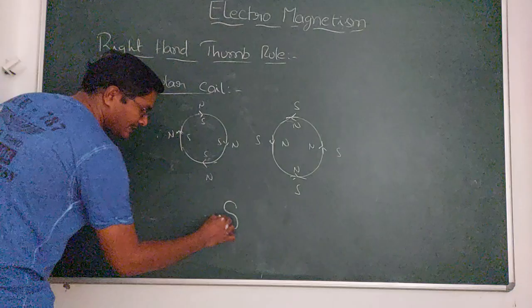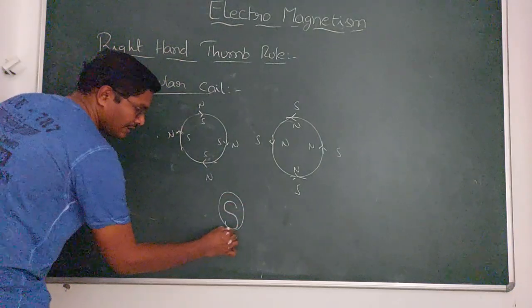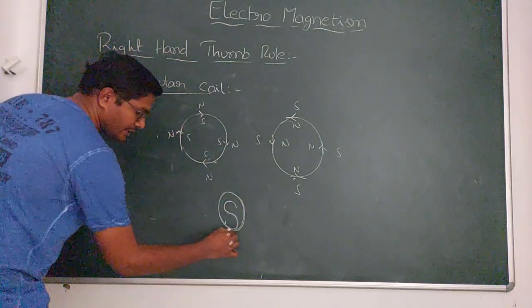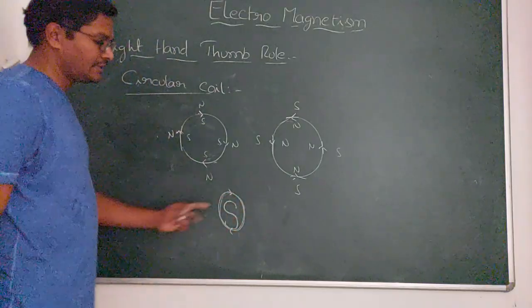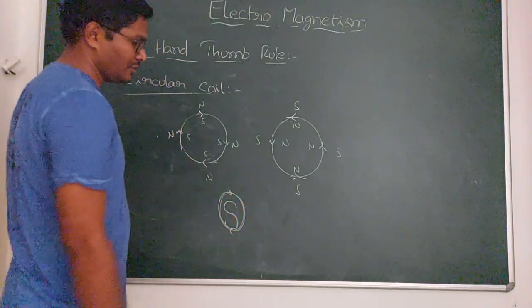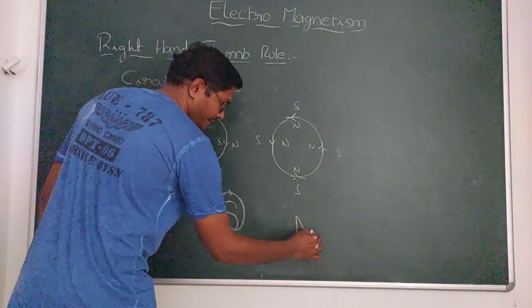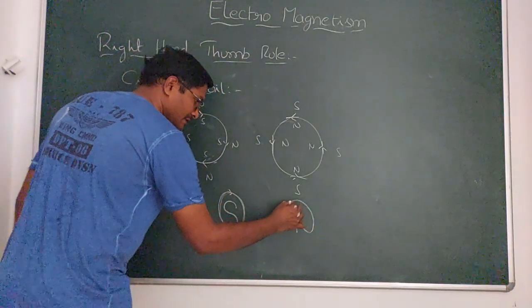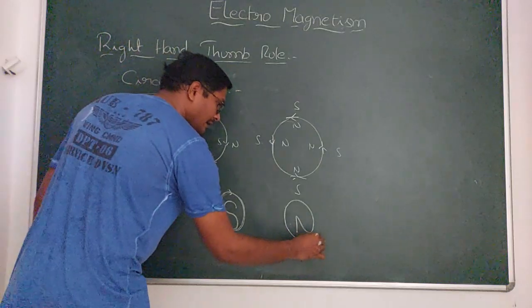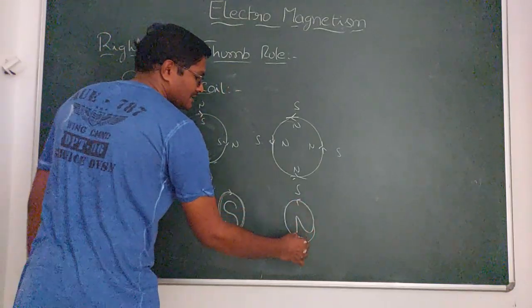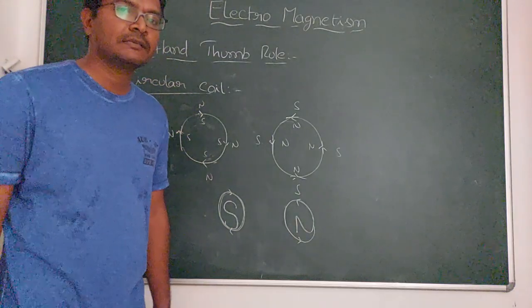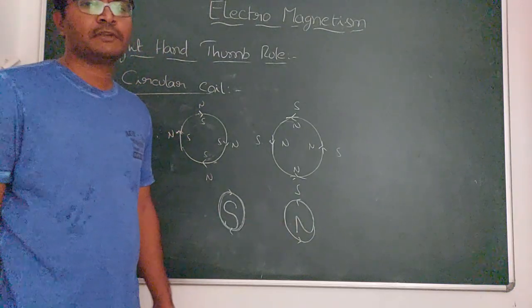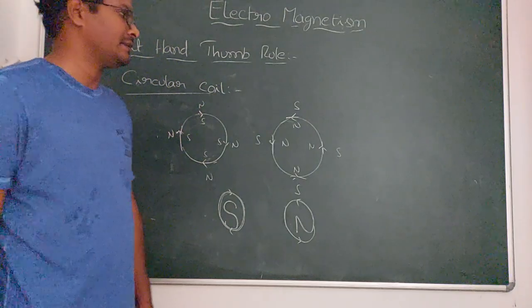And complete the S like this, which is the clockwise direction. That means if the current is in the clockwise direction, then the face of the coil is south pole. If you write N like this, it is anti-clockwise. So if the current is in the anti-clockwise direction, then the face of the coil acts as north pole. The face of the coil acts like a north pole.